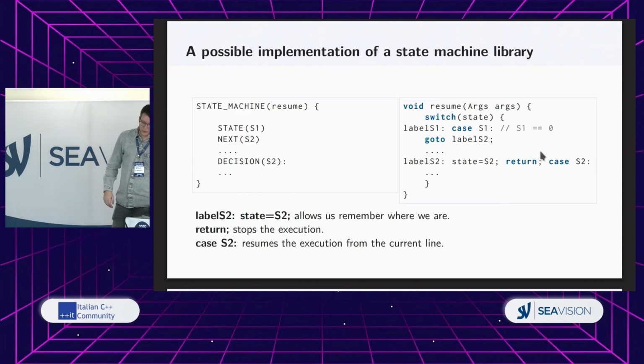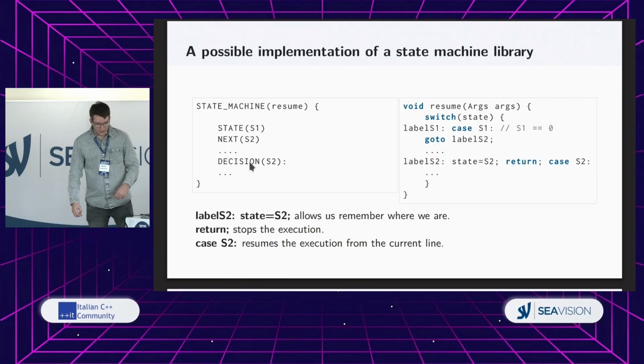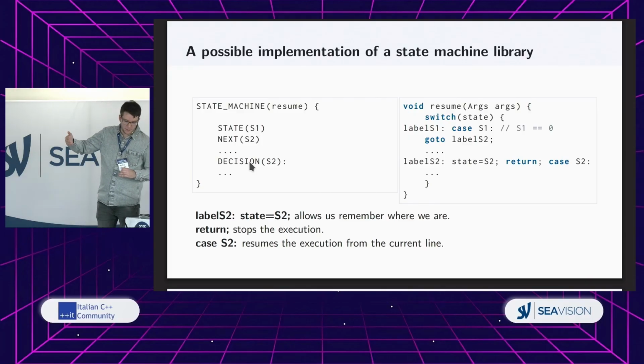But then there is the case for S2. And when the user wants to resume this function, it will invoke a resume. It will take the switch. The switch will be over state. The state will be equal to S2. And we will jump back into the case. We will jump back after the decision. And so this way, we have a way to stop the execution and resume it whenever we want.